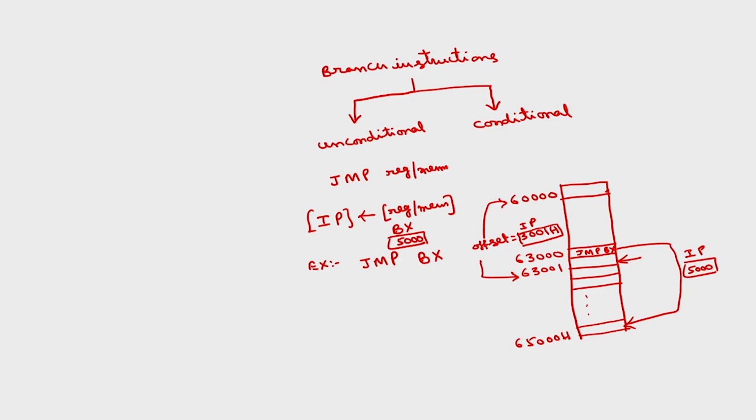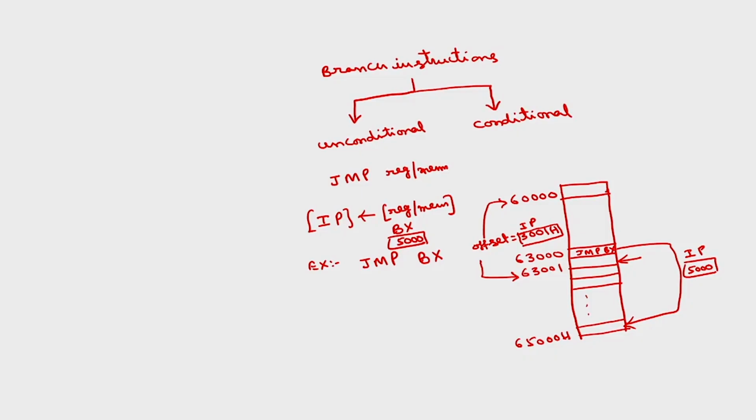Whatever the previous contents of the instruction pointer were will now be replaced with the address which is specified in the register, so that the microprocessor control will transfer to that particular instruction. Here this can represent a memory also. This is about unconditional jump. Without checking any condition, it simply jumps from that particular instruction to the memory location whose offset is specified in the instruction itself.